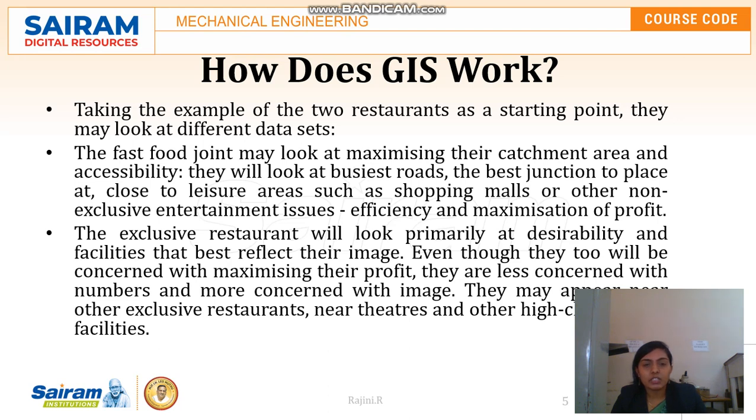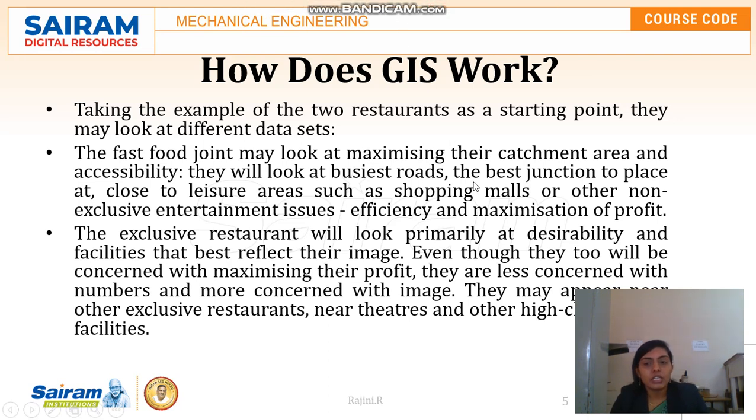Here I have taken a fast food restaurant as the example. Definitely it will be very close to stations, railway stations or bus stations. To calculate that catchment area, GIS is definitely going to be helpful. This application of remote sensing will be very useful. And the restaurant will look primarily at the best facilities which reflect their image. So that is very important here.